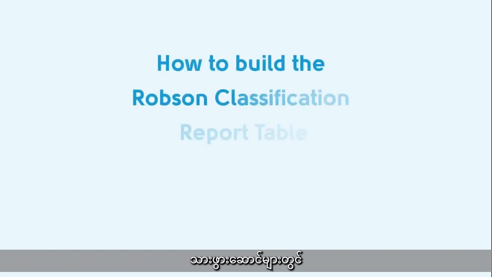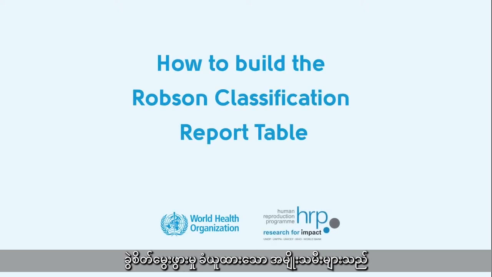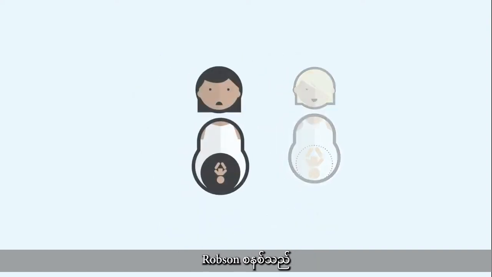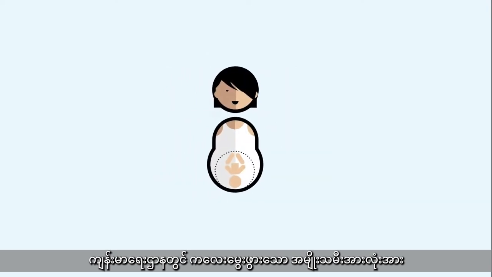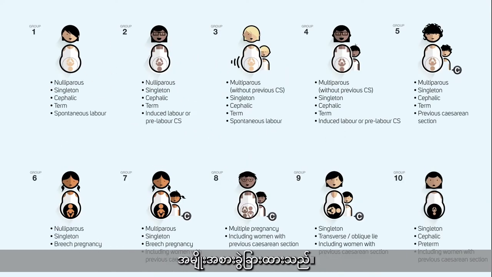At the maternity units, it is essential to monitor the rates of caesarean sections, taking into account the specific characteristics of the women that they serve, obstetrical case mix. The Robson system classifies all women delivering in a facility into one of 10 categories that are mutually exclusive and, as a set, totally comprehensive.